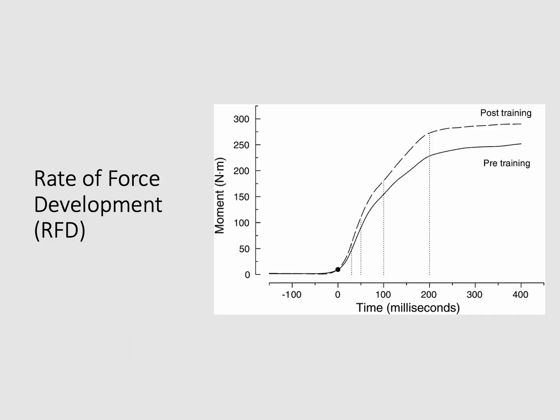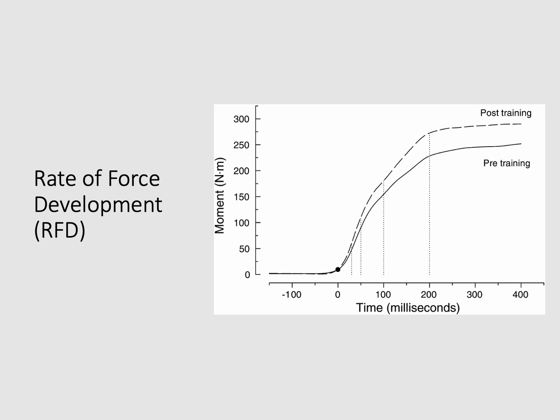Rate of force development shown in a graph. We've been talking about the rate at which we develop force. It's simply how fast we are producing force. So we're putting that in a picture, in a slope. You see a solid line pre-training and then a dotted line post-training. This is what we're looking at.